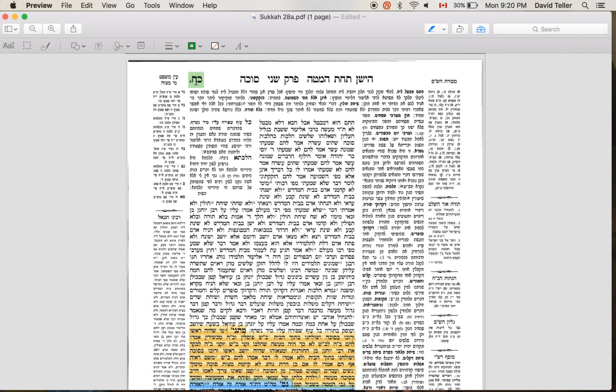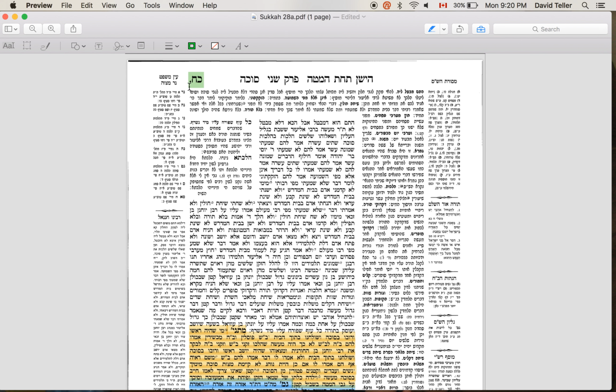The only thing to note over here, in addition to this telling you the page, is that in Gemara, every page has two sides. So for example, this page over here is 28a.